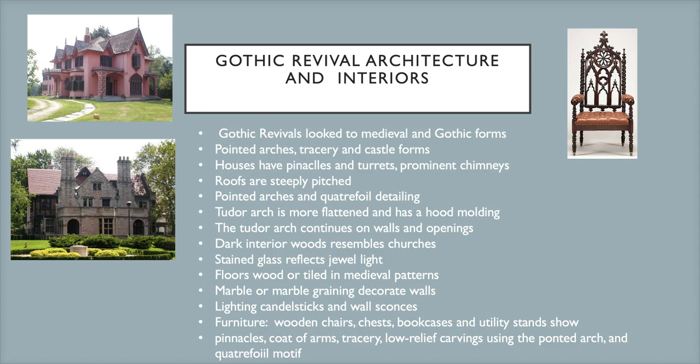Once again, marble and marble graining were used on the walls. Lighting was candlesticks or wall sconces. Furniture was wooden chairs, chests, bookcases, and utility stands. They would also show the pointed arch, the pinnacles, coat of arms, tracery, and other carvings that are very much Gothic in motif.